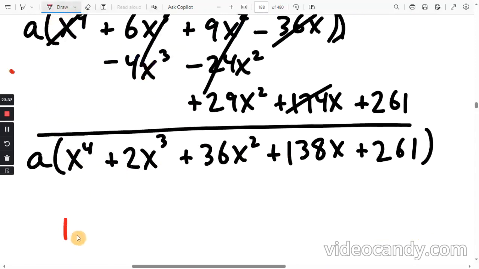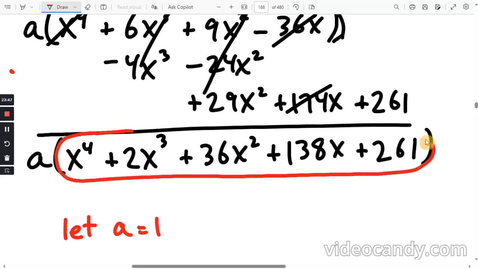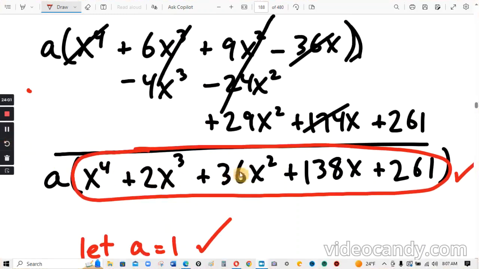So just let A equal 1, and this would be your answer right here. If you just let A equal 1, distributing a 1, you'll just get the same thing. So that's it. All right, little mistake right here.